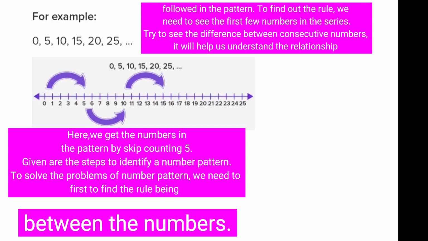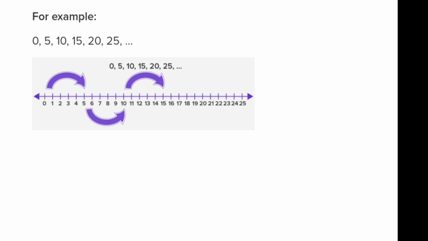Given are the steps to identify a number pattern. To solve the problems of number pattern, we need to first find the rule being followed in the pattern. To find out the rule, we need to see the first few numbers in the series. Try to see the difference between consecutive numbers. It will help us understand the relationship between the numbers.